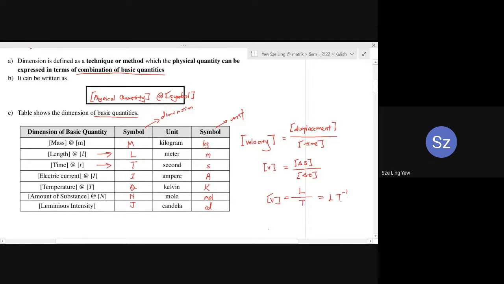So from this LT negative 1, you can then get the unit for V. The unit for velocity is very simple. You go back to the table again. L is length, and the unit for length is meter, the symbol is m. Then capital letter T is time, and the unit for time is second, the symbol is s, small letter s. Therefore, you just replace LT negative 1 with m s negative 1.